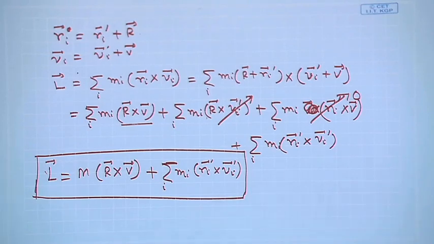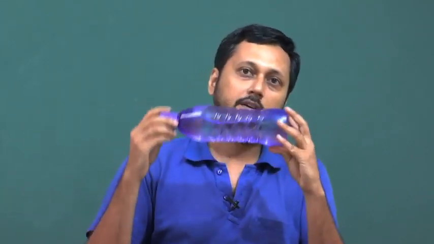Now, with this we formalize the discussion of systems of particles. Let us move into rigid body. Now, what is a rigid body? A rigid body is essentially a system of particles, but with a very specific property. For example, let us say this water bottle. Is it a rigid body?